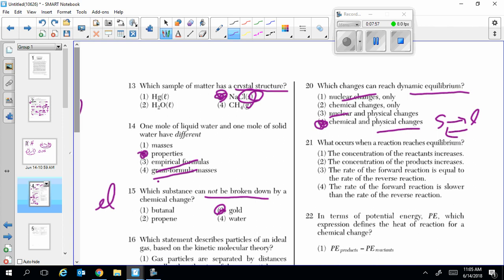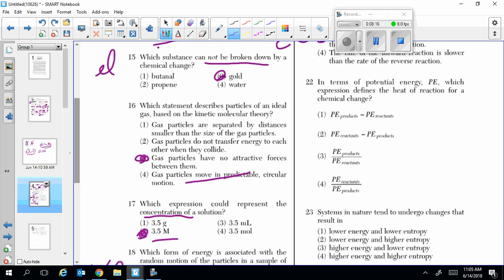All right, what occurs when a reaction reaches equilibrium? I want to remind myself, I want the rates to be equal and the concentrations constant. So concentration increases, no. Concentration increases, no. Rate of the forward is equal to the rate of the reverse. There we go, there's my answer.